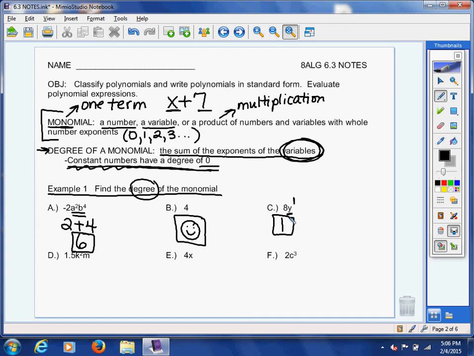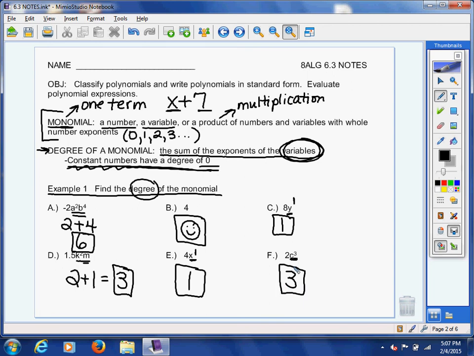Let's look down here at D. We've got 1.5 k squared m. Focus on the variables. k has an exponent of 2. m has an understood exponent of 1. That means the degree is 3. Let's look at letter E, 4x. Focus in on the x. Remember, our degree is based on the variable, not on the constant number in front of it or the coefficient in front of it, just on the variable. What's the exponent on the x? It's an understood 1. So again, this has a degree of 1. And finally, let's look at F. We've got 2c to the 3rd power. Focus in on the variable. The variable has an exponent of 3 and that's the degree of that particular monomial.